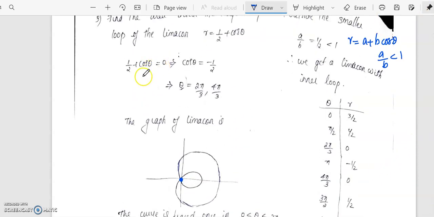So for that let us equate r to 0. So we'll get 1 by 2 plus cos theta equal to 0. That is cos theta will be equal to minus 1 by 2, and that happens when theta is equal to 2 pi by 3 and 4 pi by 3. So when theta is 2 pi by 3 and 4 pi by 3, r value will be 0. Now let us see the rest of the values of r for different theta values.